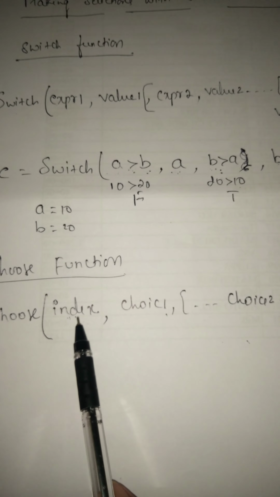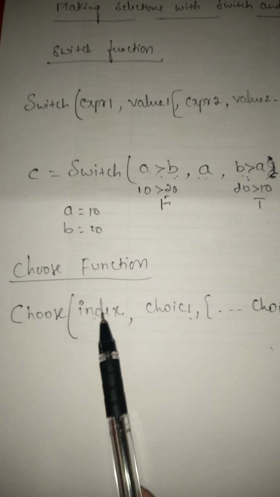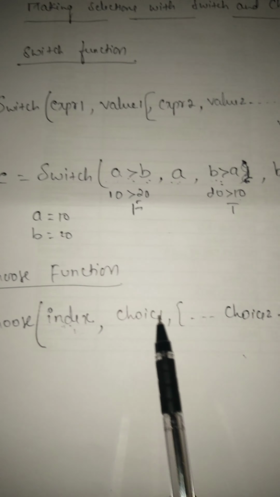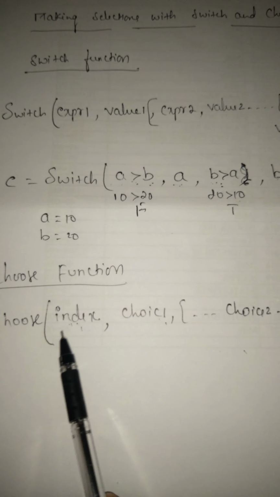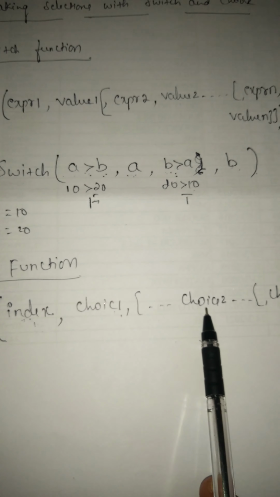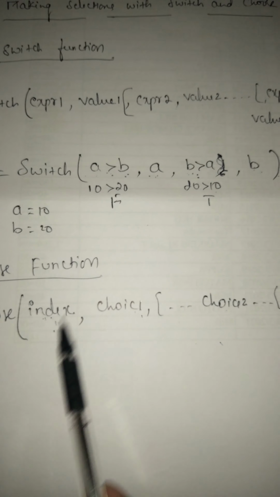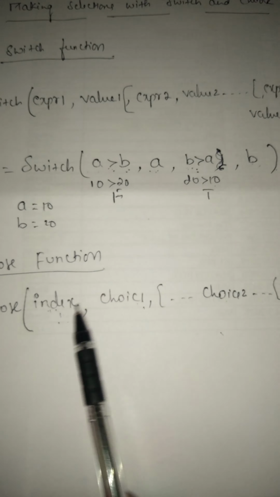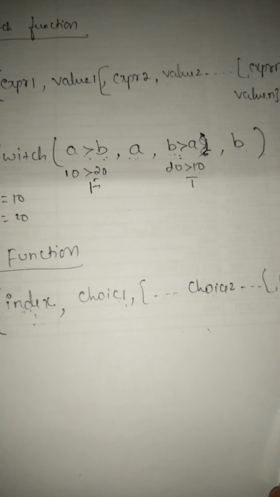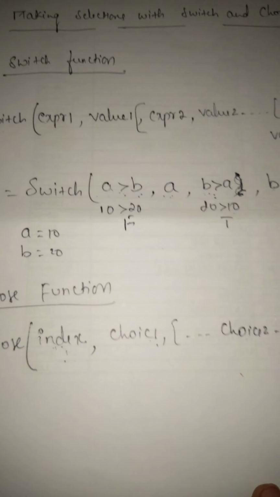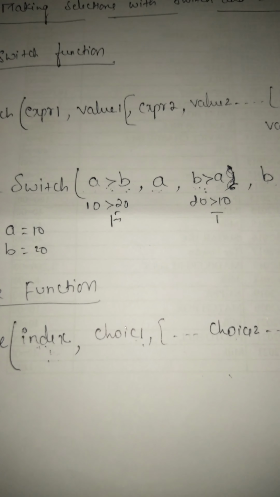That is, if the index value is 1, the first choice is returned. If the index value is 2, the second choice is taken. If the index value is 3, it will take the third option. If the index value is n, it will take the last choice. So this is how the Choose function evaluates.